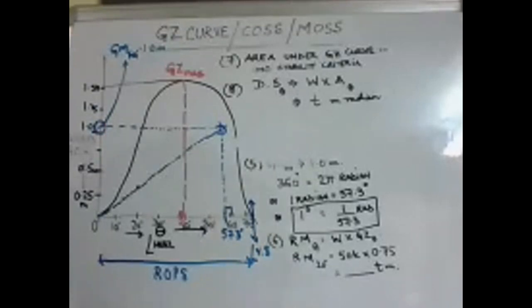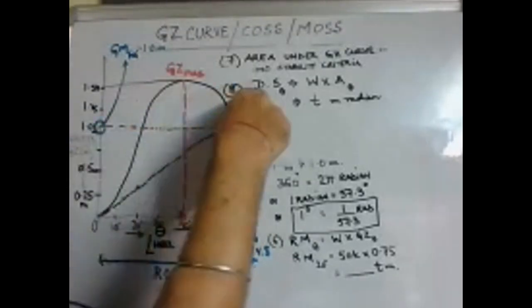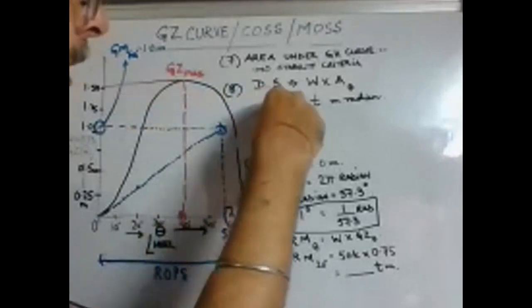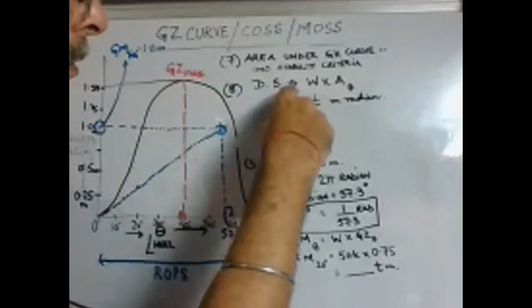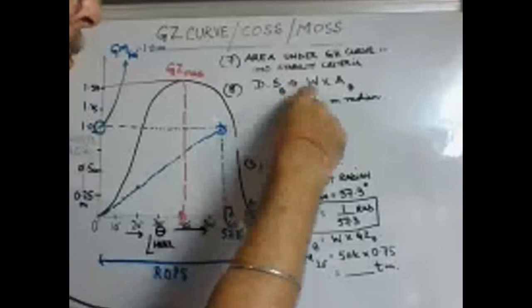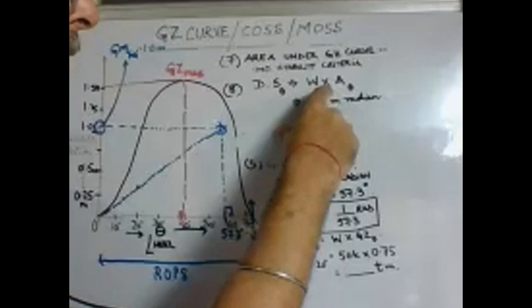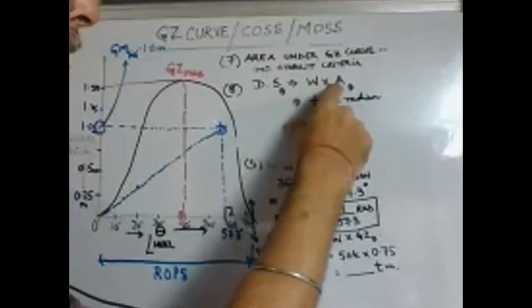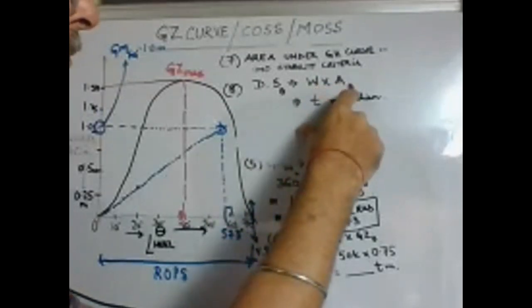Sir, what is this written? DS theta equals W into A theta. Dynamical stability at theta is equal to displacement into area under the curve up to that theta.